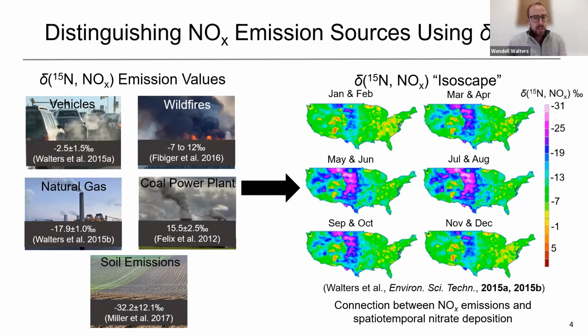So over the past few years, we have significantly improved our understanding of NOx emission source δ15N signatures. Utilizing the National Emission Inventory, we have modeled the expected δ15N NOx emissions across the contiguous US, which are shown as an isoscape here on the right, which demonstrates there's significant spatial and temporal variability. I think overall, this isoscape showcases the potential to utilize δ15N to connect NOx emissions to spatial and temporal nitrate deposition trends.